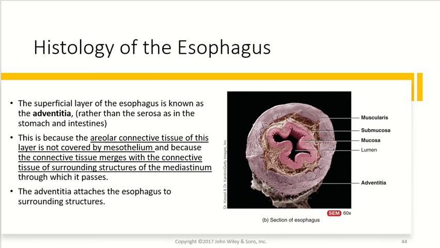Looking further at the histology, the superficial layer of the esophagus is known as the adventitia. We've mentioned this in previous lectures. This is found in the esophagus rather than the serosa, which we would see in the stomach and the intestines. The esophagus has an adventitia because the areolar connective tissue of this layer is not covered by a mesothelium. Additionally, the connective tissue merges with the connective tissue of the surrounding structures of the mediastinum as it passes through. So the adventitia is unique and different from the serosa. It attaches the esophagus to the surrounding structures and helps to anchor it into place.